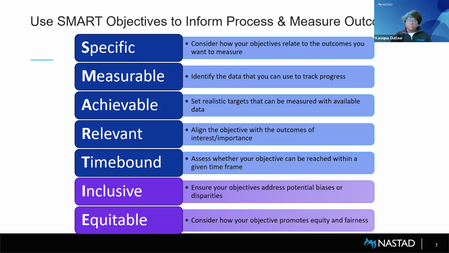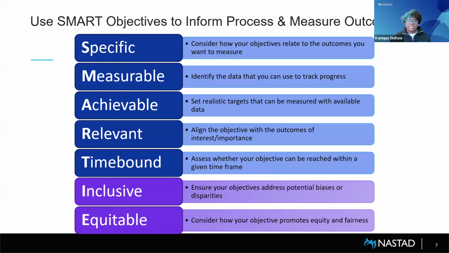So you're looking from making sure that your objectives are specific. So of course, how do those objectives relate to the outcome that you want to measure? So you're thinking about who's going to be impacted, or who's your priority population. So for example, a specific objective might be reducing the percentage of Black women who've been prescribed PrEP in the past 30 days.